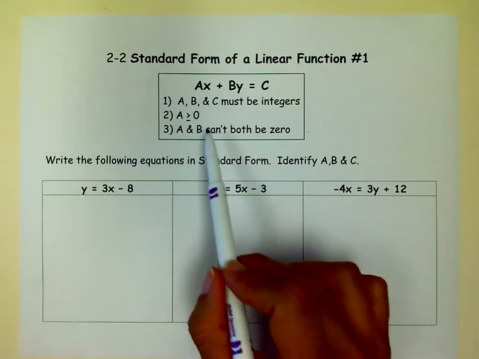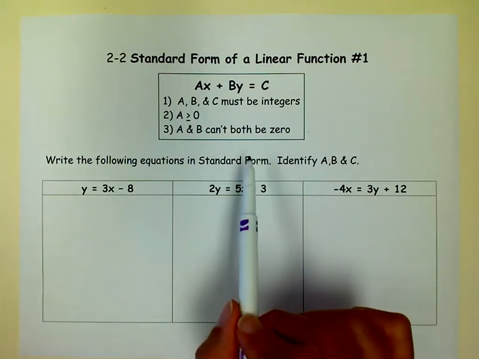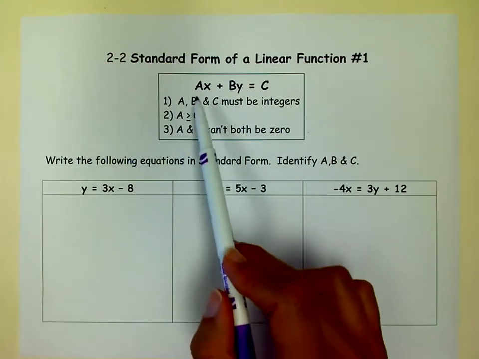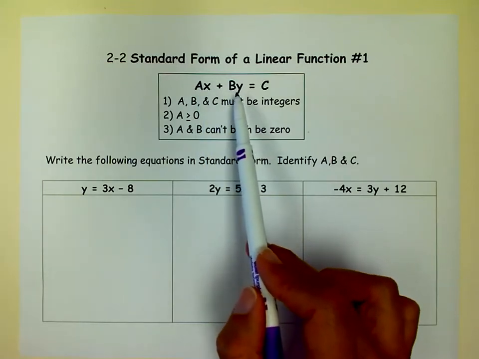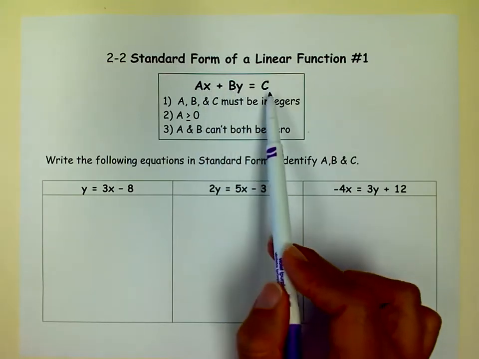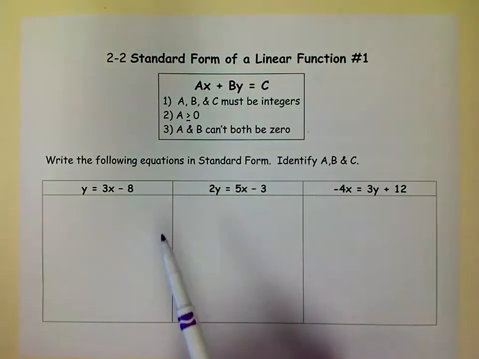form. And you can't have A and B both be 0. One of them can be 0, but they both can't be 0. And if A was 0, then you wouldn't have any x. If B was 0, you wouldn't have any y. So if they were both 0, you'd have 0 equals some number, which isn't true. So they can't both be 0.